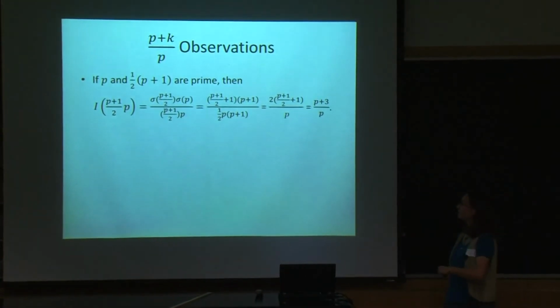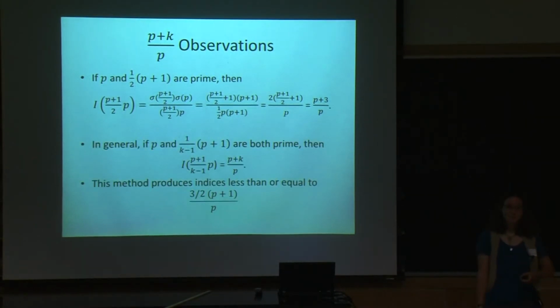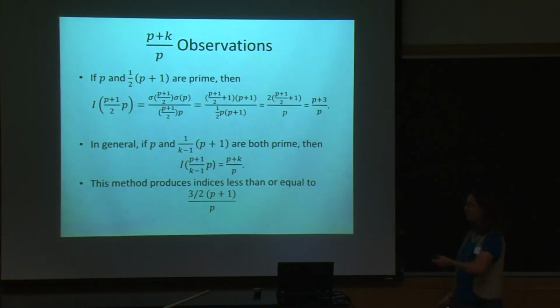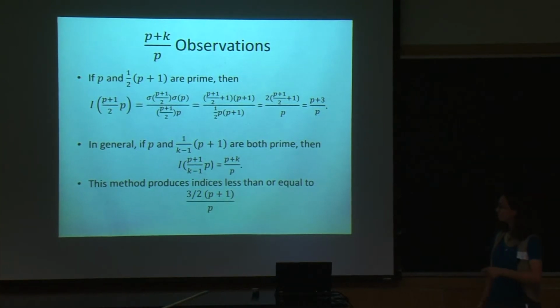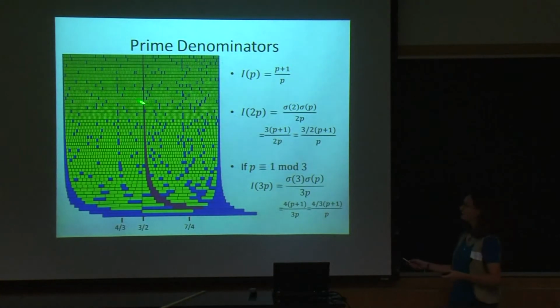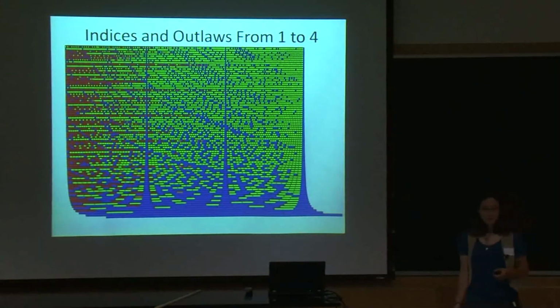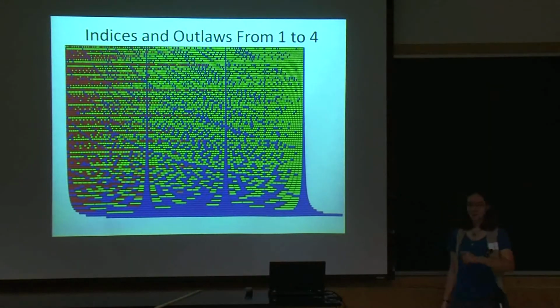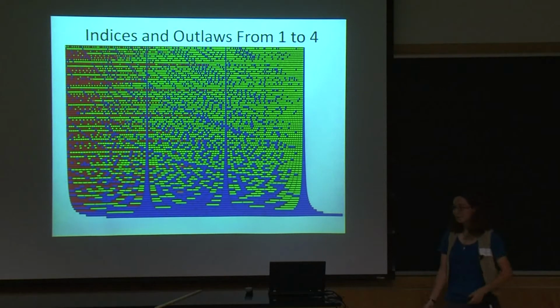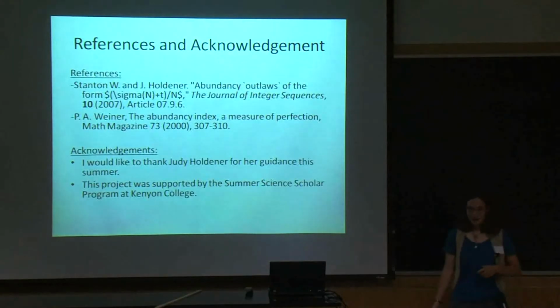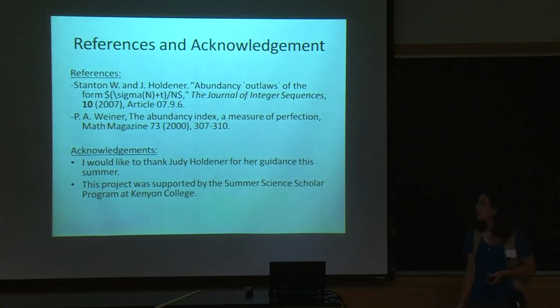So that's pretty neat. We can also generalize this a bit more, and we can find fractions of the form p plus k over p. And these all fall to the left of this purple line here. So the abundancy index function isn't just defined from 1 to 2, although a lot of the important things related to perfect numbers do happen within that range. So here's what we get if we zoomed out from 1 to 4. And then that's everything. Do you have any questions?